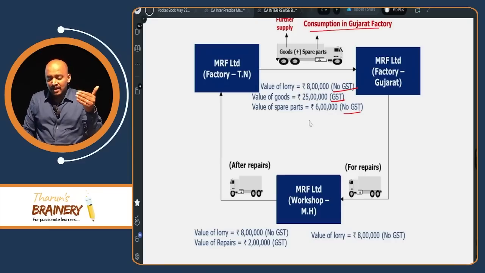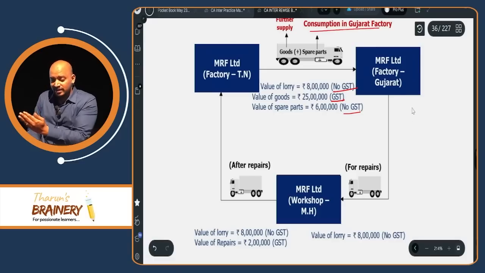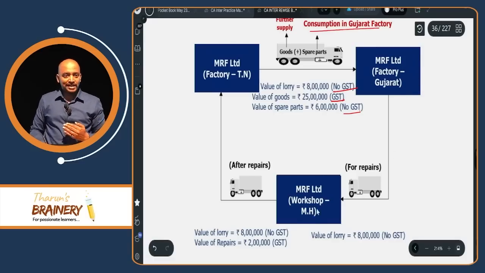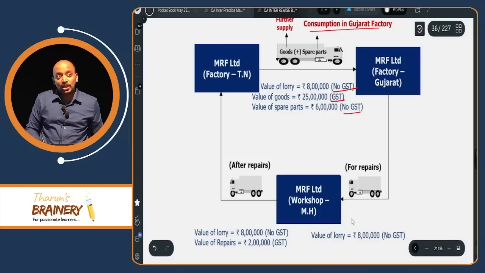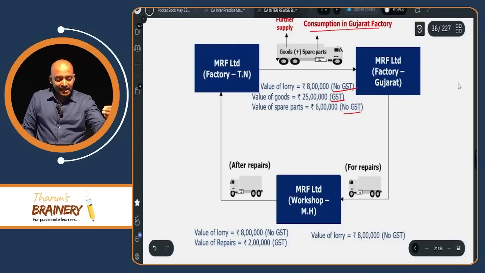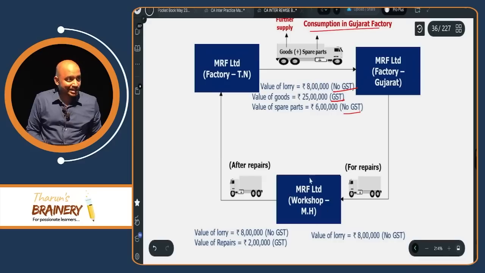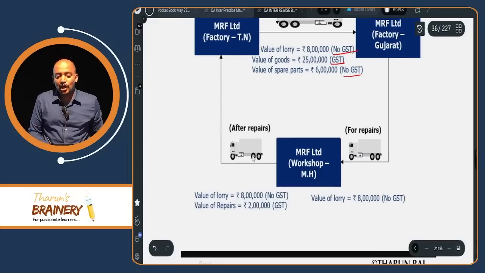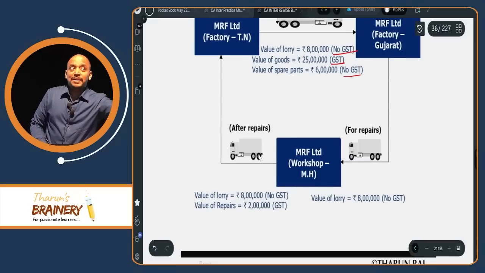Clear? Same way, from MRF Limited factory in Gujarat to MRF Limited workshop in Maharashtra, they are taking a lorry for repairs. Whether GST is payable on the lorry which is taken for repairs? No. On conveyance, no GST. On conveyance which is carrying goods or which is sent for repairs, whatever purpose it may be, there is no GST. Now, MRF Limited workshop in Maharashtra is providing repair services to the lorry of that factory in Tamil Nadu. Now, whether that repair service will become supply?